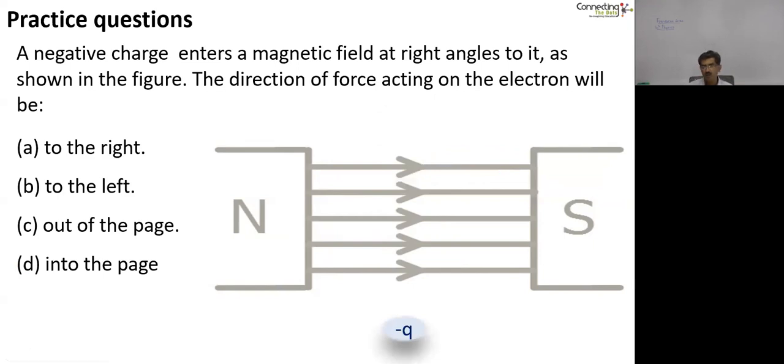A negative charge enters the magnetic field. The situation is similar, but there's just the one difference. This is a negative charge. In the earlier question, it was a positive charge. Once again, we have a magnetic field in that direction, and we will hold our left hand with the index finger pointing in the direction of the magnetic field. We have the electric charge going in this direction, but the critical difference is that it is a negative charge. So earlier we concluded that it was into the screen, but since it is a negative charge, it will be out of the page.